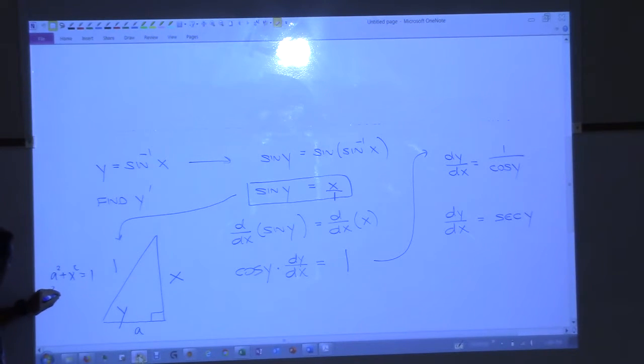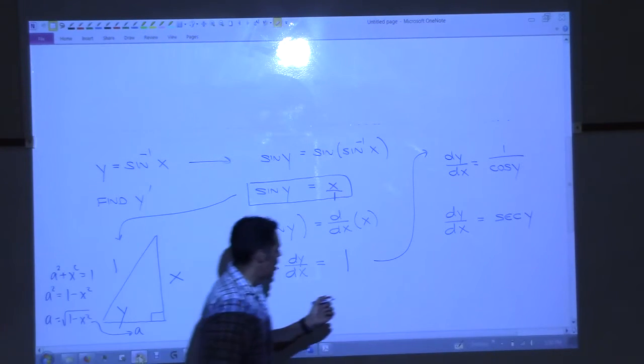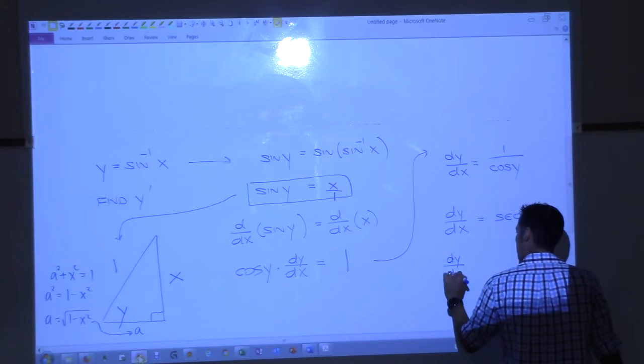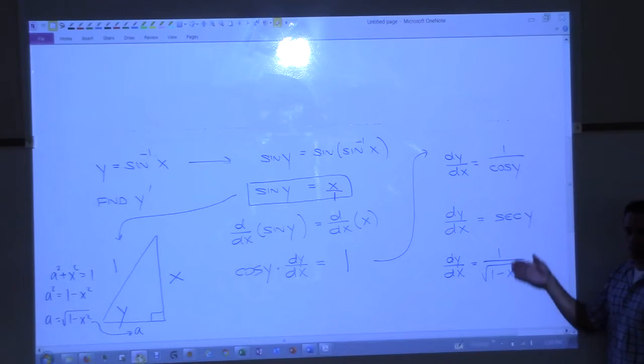And solving for a, first we solve for a squared. So move the x squared over and then take the square root on both sides. So that's what a is, right? I'm supposed to do plus or minus, but I'm only doing plus because a is the distance, so I'm only looking at the positive answer here. And so now hypotenuse over adjacent is going to be 1 over the square root of 1 minus x squared, which is secant y. Y'all follow that? So dy dx is 1 over square root 1 minus x squared. Now my derivative is in terms of x instead of y.